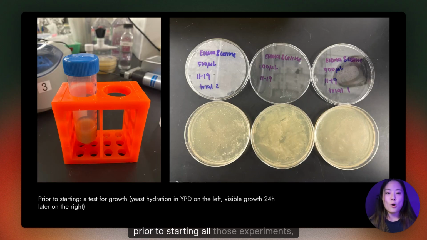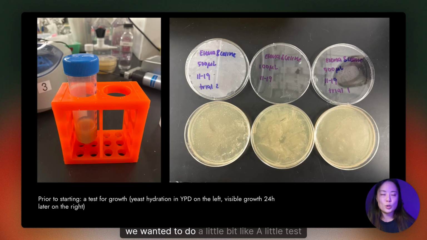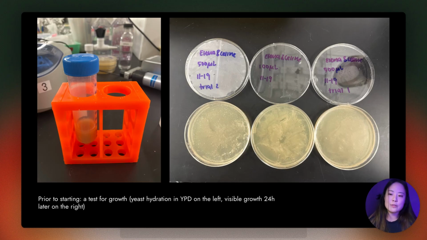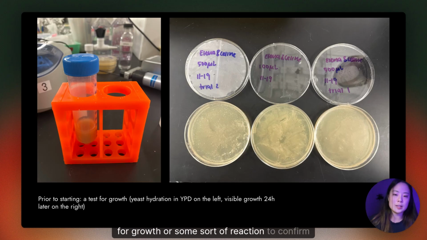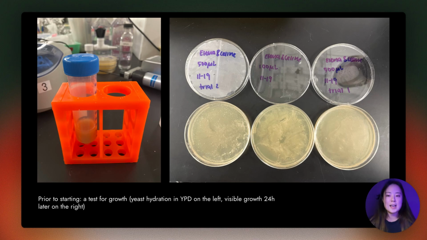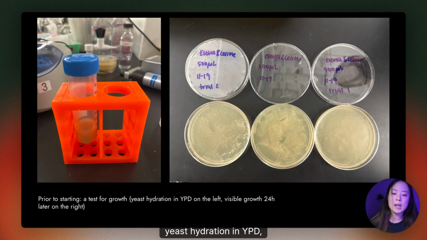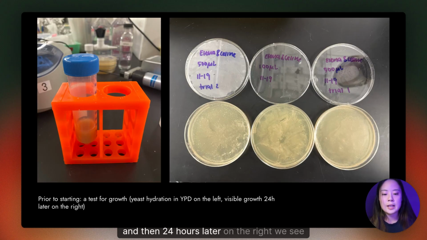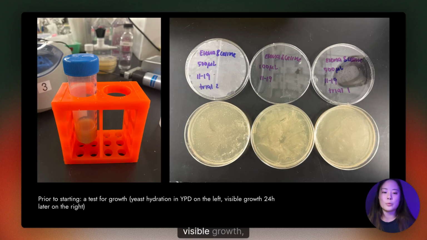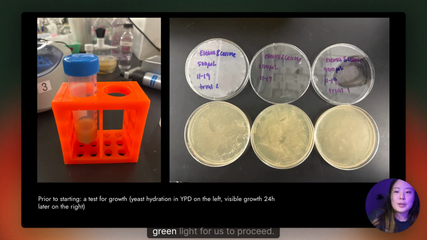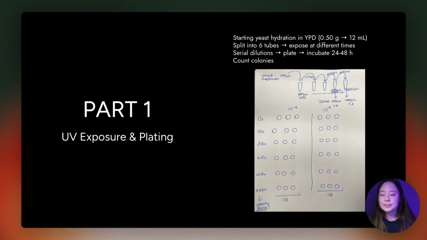Prior to starting all those experiments, we wanted to do a little test for growth or some sort of reaction to confirm that this yeast is working in the way that we want it to. So on the left image, we see an example of the yeast hydration in YPD. And then 24 hours later, on the right, we see visible growth, some sort of reaction, which really gave us the green light to proceed.